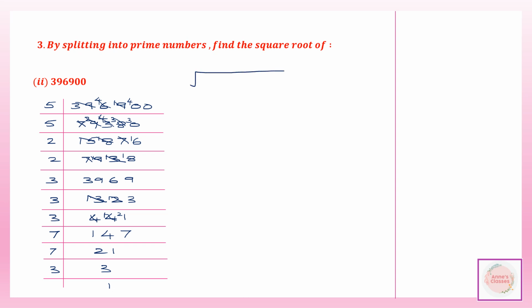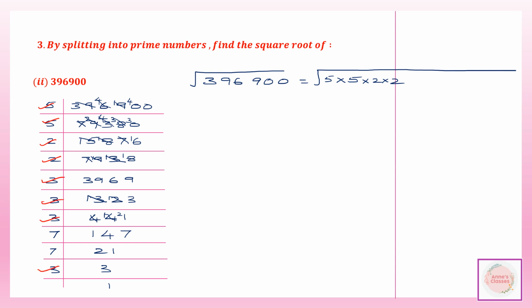So the square root of 3,96,900. Let's put all this under the square root symbol. So let's count all the fives first. So 1, 2. We have only 2 fives. Let's write that. So 5 into 5. Then let's take the 2's. So here we have 1, 2. Only 2 2's. Let's write that. Into 2 into 2. Then let's look out for the 3's. 1, 2, 3, 4. We have 4 3's. Put all the 3's together. 1, 2, 3 and 4.